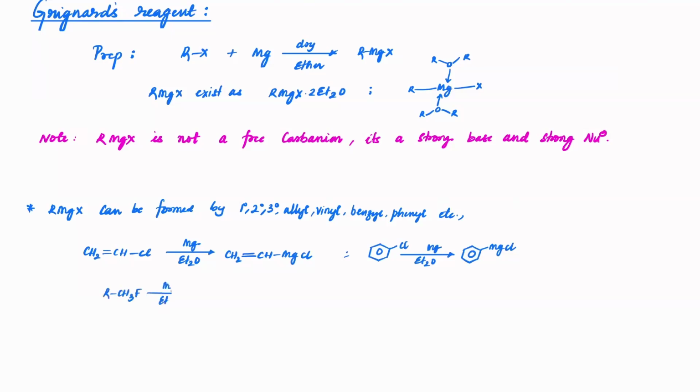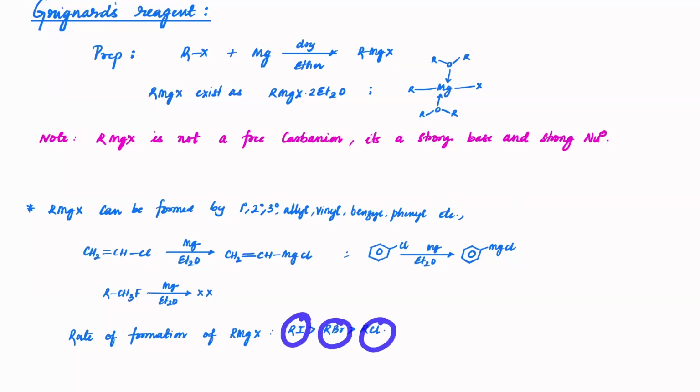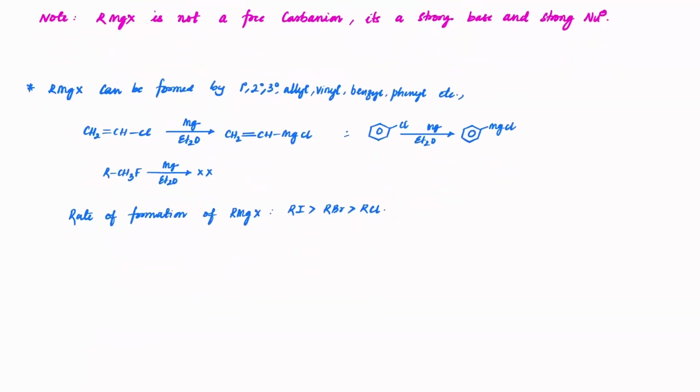If you have only fluoride, that will not give any RMgX, which makes us realize that the rate of formation of Grignard's reagent mainly depends upon the bond breaking of the alkyl halide. Because R-I is easier to break compared to R-Br and R-Cl, the reaction will happen more in this direction. Got it? Any other cases where you have 1 degree, 2 degree, 3 degree, they all can form Grignard's reagent easily.